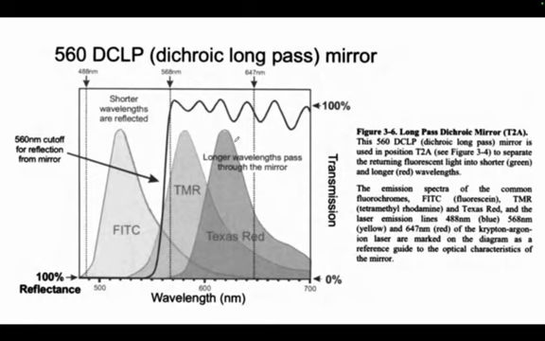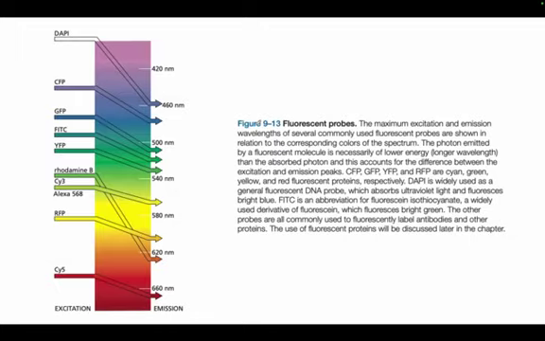Depending on the fluorophore, we can choose a dichroic mirror which is suitable for its excitation and emission wavelengths. There's a whole range of fluorophores that we can use in fluorescence microscopy. As you can see, it spans the whole spectrum. Of course, the excitation will have a lower wavelength than the emission.